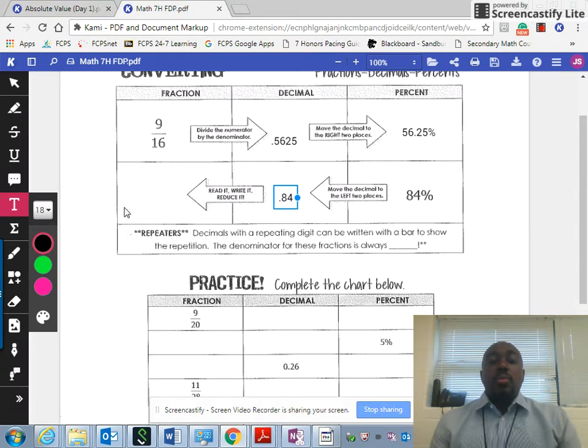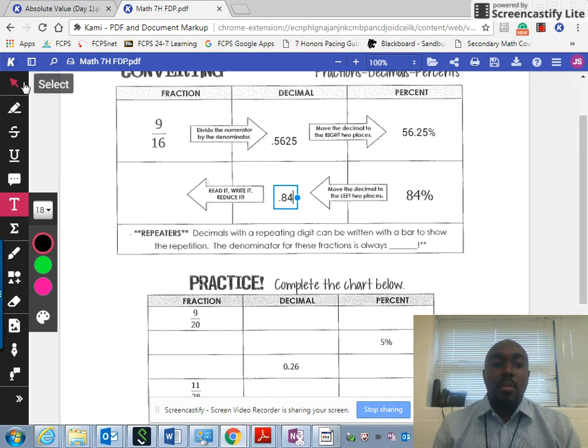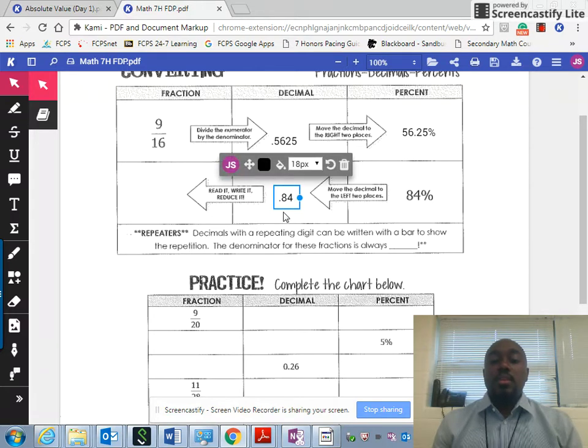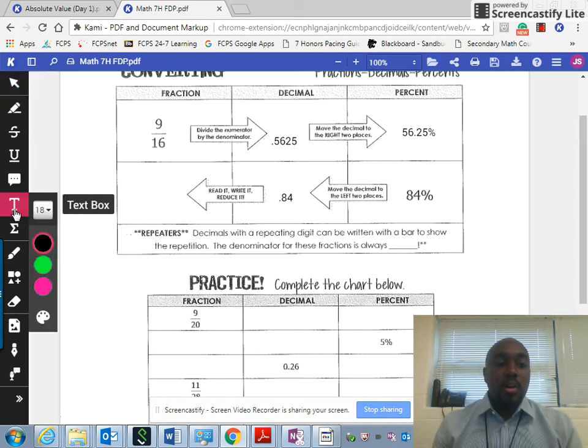And now we want to go from a decimal to a fraction, and the way that we do that is by reading it, then write it, then reduce. So if we read this properly, it would be read 84 hundredths. Remember that the first place value on the decimal side is the tenths. Then we move to the hundredths. So this will be 84 hundredths. Since it's 84 hundredths, we're going to write that in fraction form.